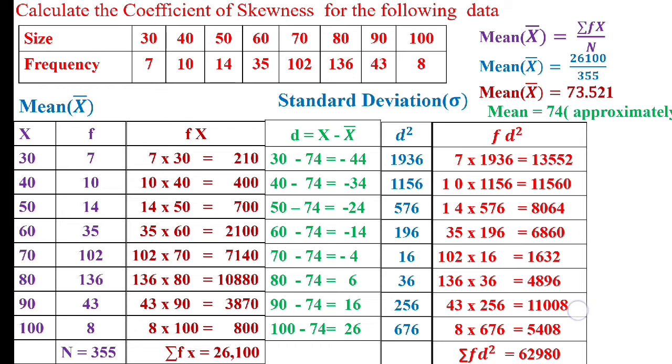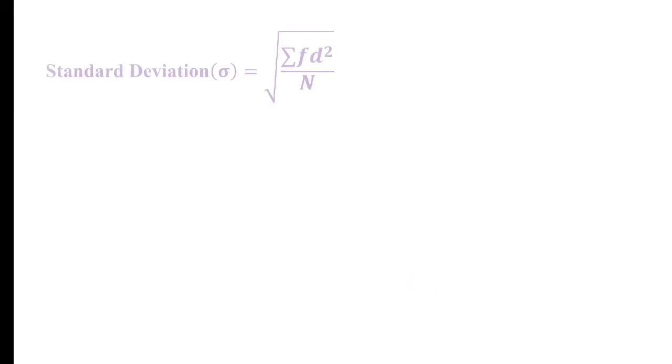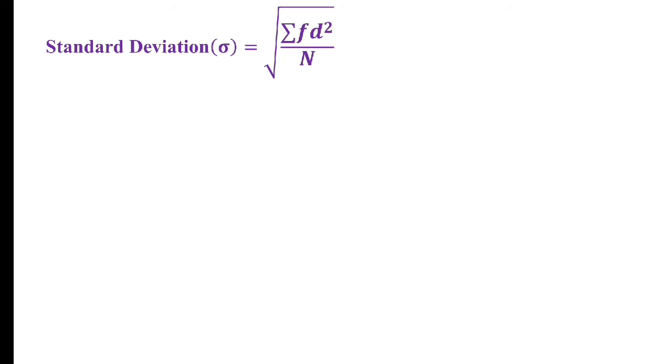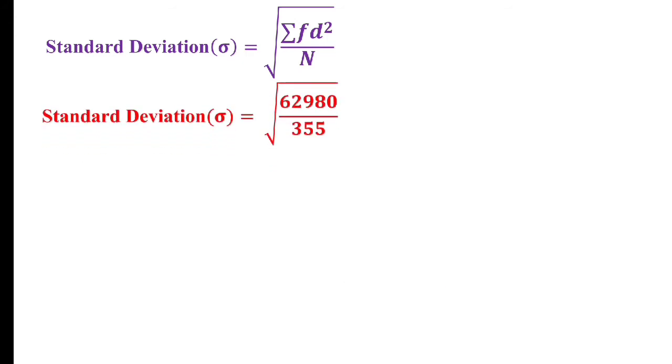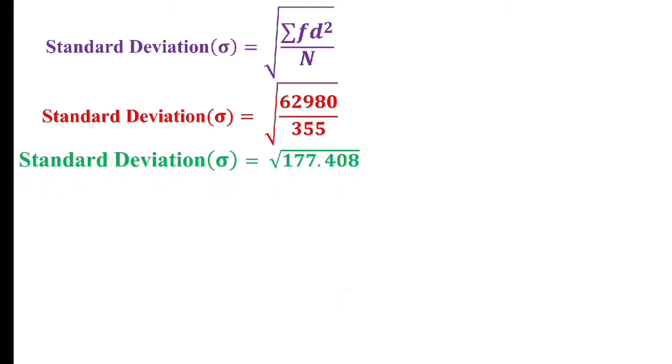Then we can apply the standard deviation formula: square root of summation of f d square divided by n. Substituting the values, square root of 62,980 divided by 355, that is square root of 177.408. Taking the square root of that, we get 13.3194. This is the standard deviation.